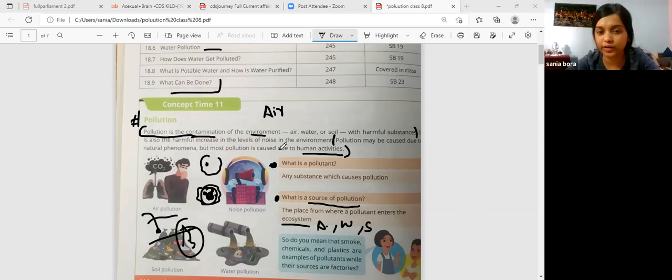Then you will write what is a pollutant, and what is the source of pollution.